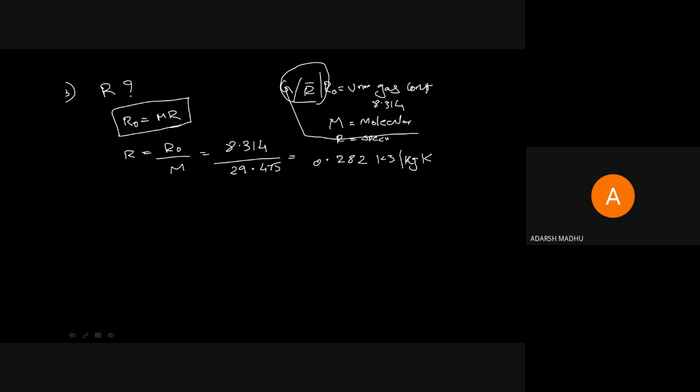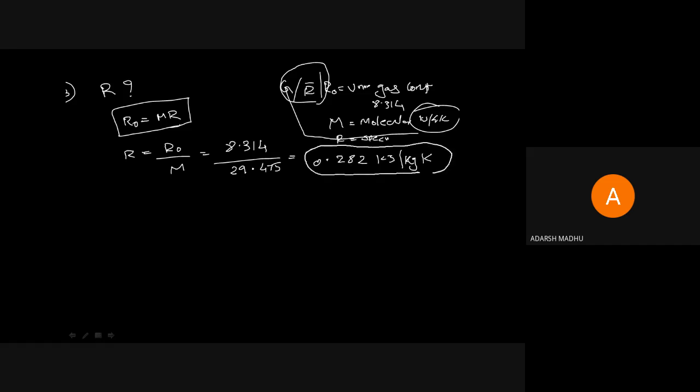Instead of 0.28, we would get 282 joule per kilogram Kelvin. Here we are taking 8.314 kilojoule per kilogram Kelvin, so we got the value in the unit kilojoule per kilogram Kelvin itself.